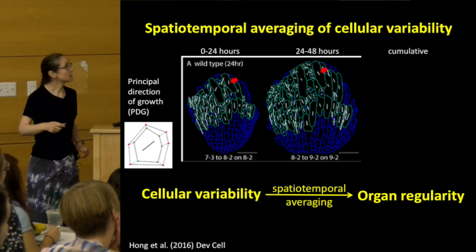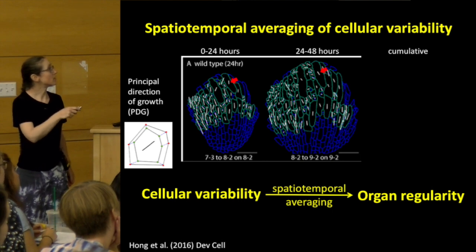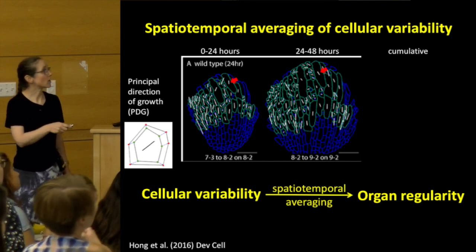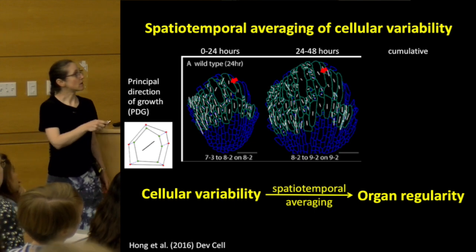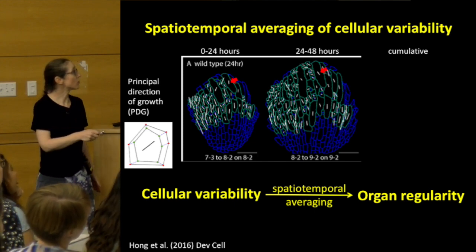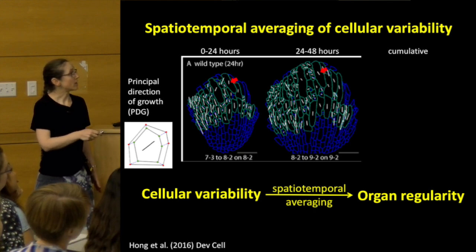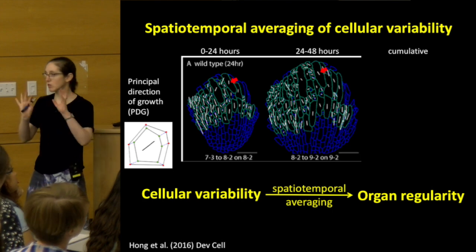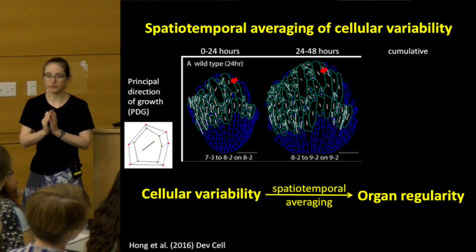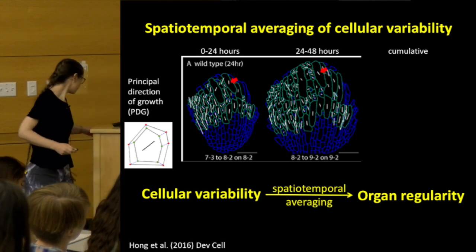But if we look at these growth directions from the beginning to the end of the imaging series, 48 hours later, look at that. They're all aligning. They're starting to align. They look much more regular than if we look at each time interval. They're all going vertically. That's the way the sepal's growing. It's growing mostly vertically. OK, you guys see that? So how does that work?